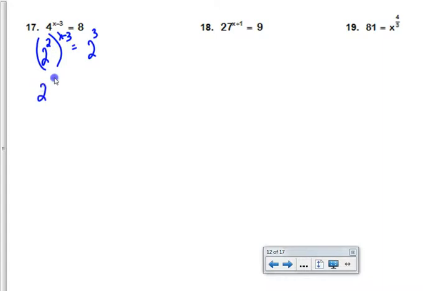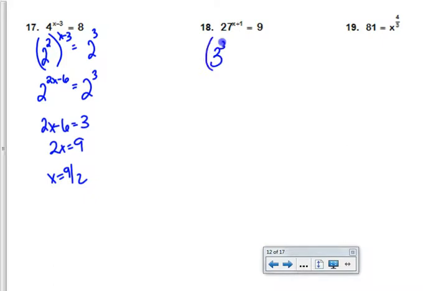So this side of the equation is really 2 to the 2x minus 6 equals 2 to the third, and the only way for these expressions to equate is if 2x minus 6 is equal to 3. So 2x equals 9, and x equals 9 halves. 4.5 is acceptable. Number 18, the baby base that they have in common is a 3.